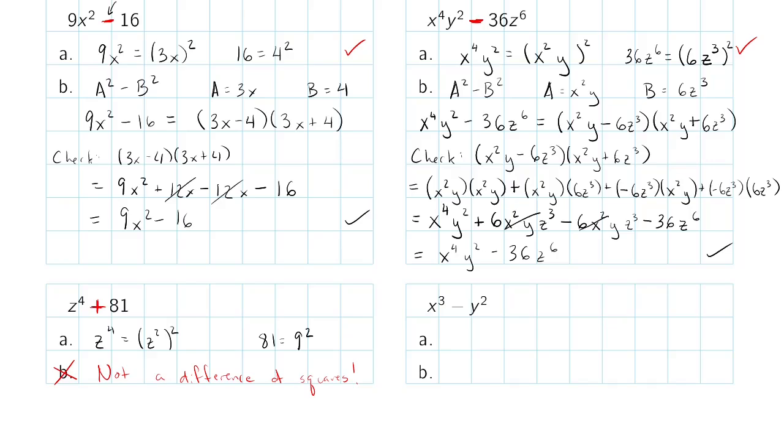Over here, y squared is a perfect square. That's just y squared. But x to the third is not a perfect square. So since the first term here is not a perfect square, this is also not a difference of squares. And that's all we can do with that. So these second two examples might look promising. It turns out they are not differences of squares.